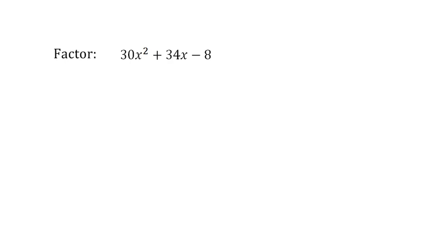In this example, we factor the trinomial 30x squared plus 34x minus 8. Now, our first step, anytime we encounter a polynomial that needs to be factored, will be to look for and take out any greatest common factor. So, let's take a look at 30x squared plus 34x minus 8. Is there any number or variable that's common to all three terms, 30x squared, 34x, and negative 8?